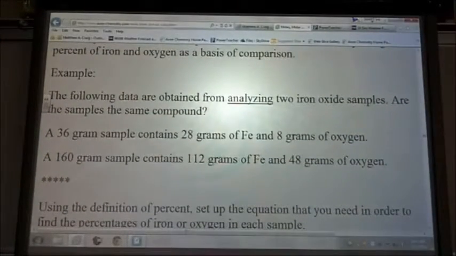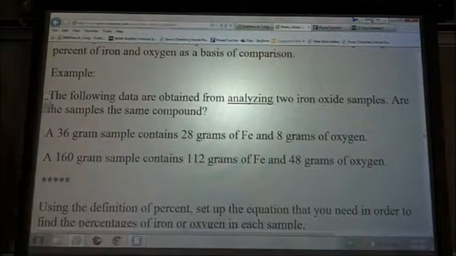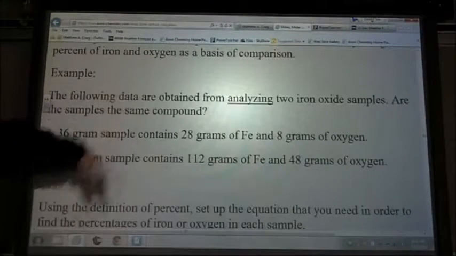The following data are obtained from analyzing 2 iron oxide samples, which if you want to read through that, you can.